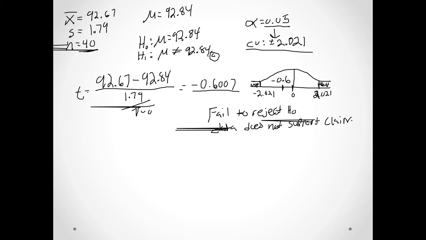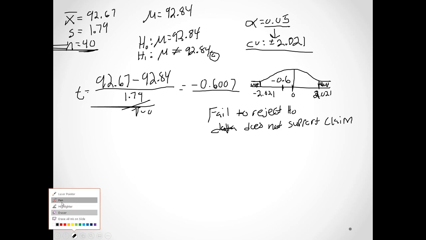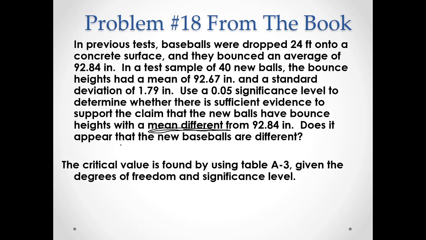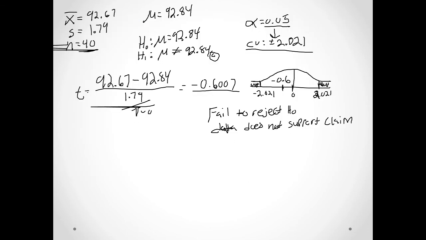Okay? The data does not support the claim because it's simply not extreme enough to warrant support. We would need much more extreme data to say that, because we're not even close to my critical values here. And so when it asks, does it appear that these new baseballs are different? Well, no, because if they were different, then we'd have enough evidence to reject the claim. Remember, the claim is the status quo. The claim is that everything's okay, nothing's changed, and we failed to reject that.